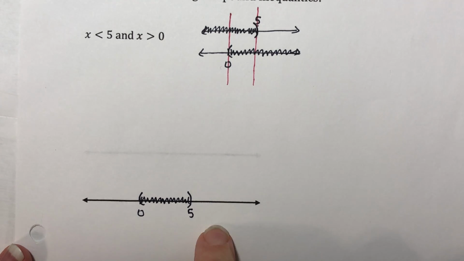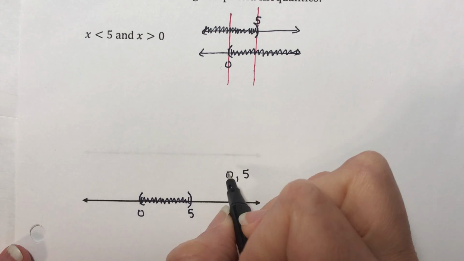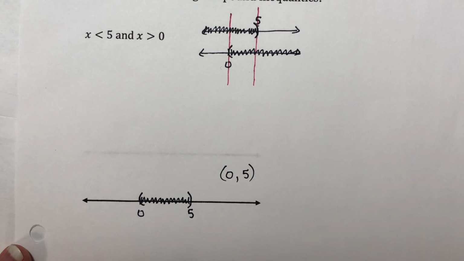Now this is bounded. It's kind of like the three-sided problems we worked in the last section. So interval notation is really easy. You just pick them up off of here. Your left boundary is 0, your right boundary is 5. Each of these had parentheses, and you're done.